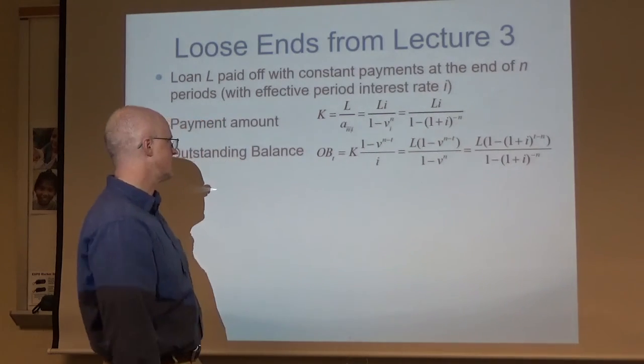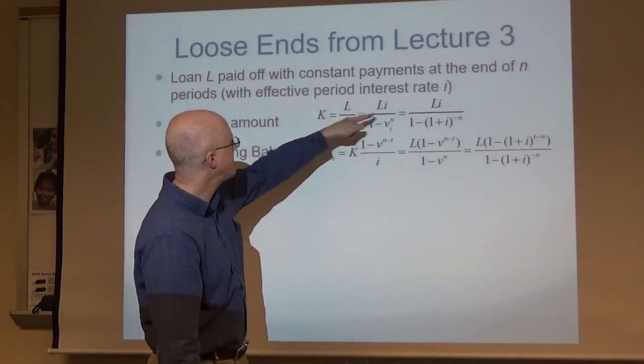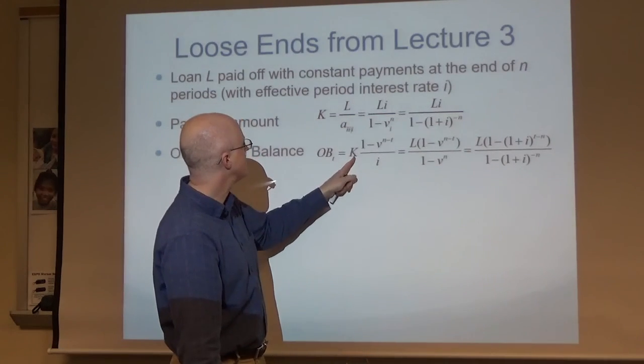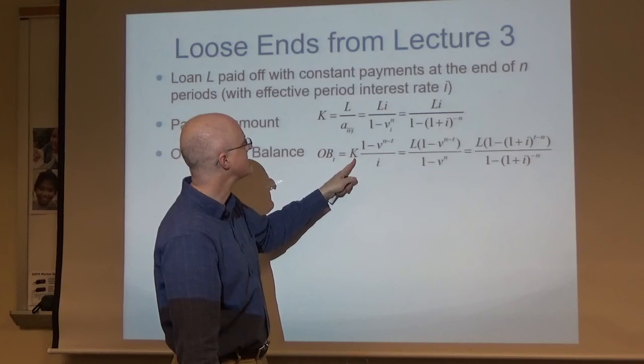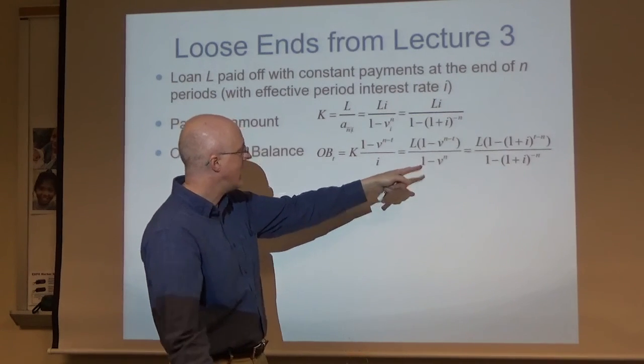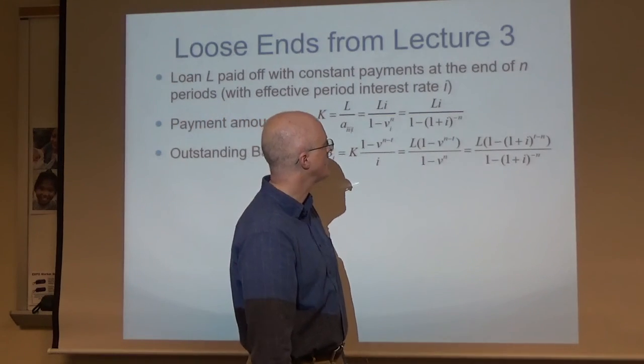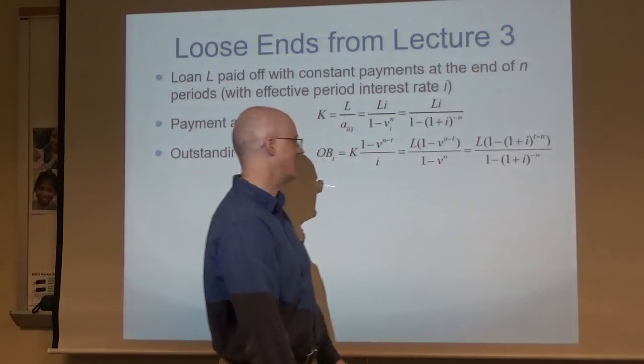And then you can write this in various ways. You can use the formula for K up here, substitute it in for K there, the i's end up canceling, and you can simplify it to this. And because, once again, v is (1+i)^(-1), you can also write it like that.